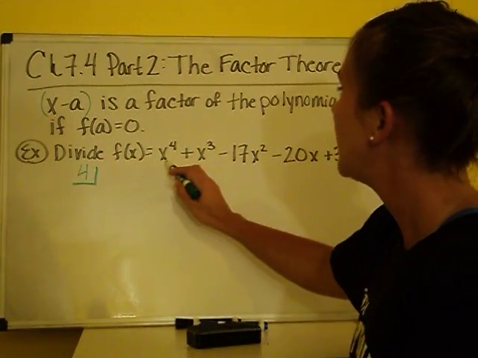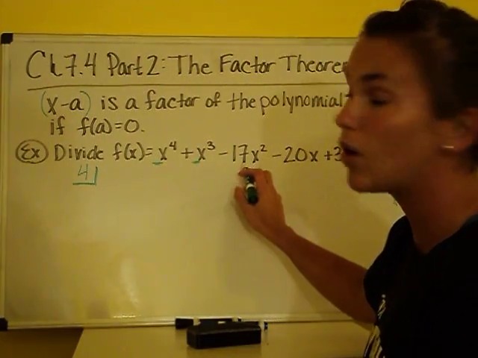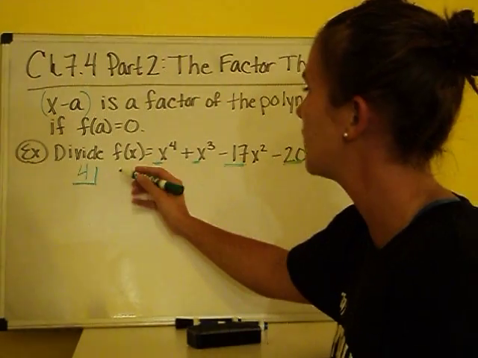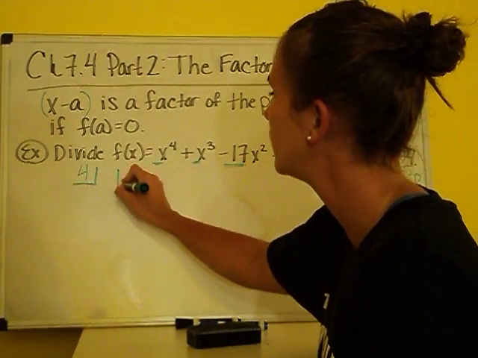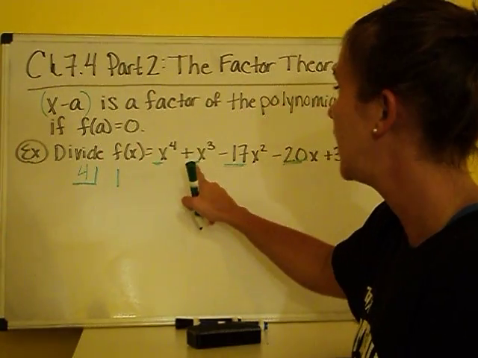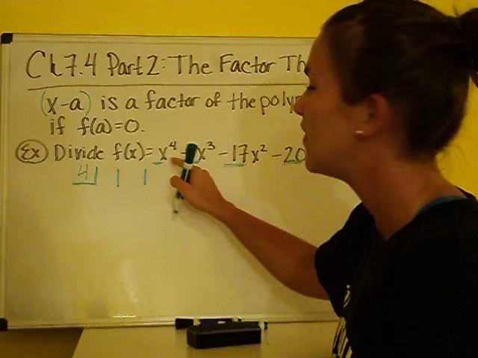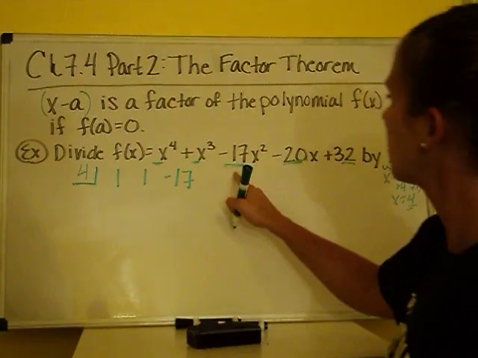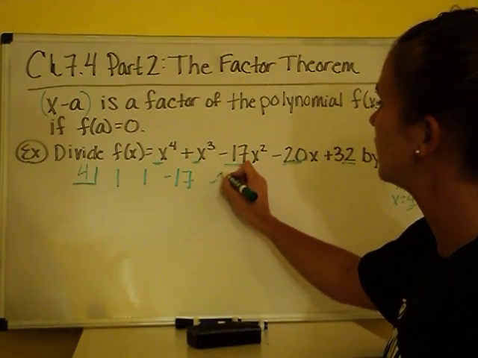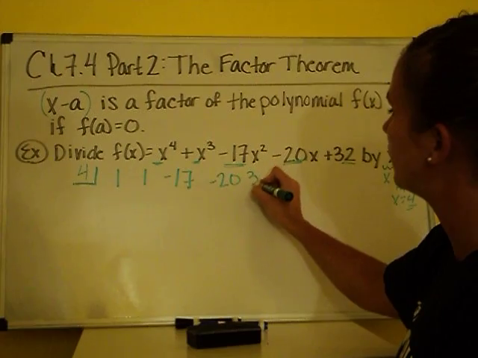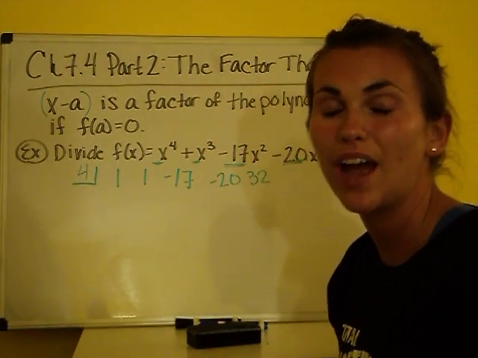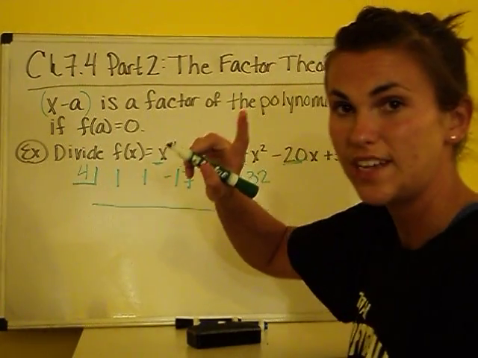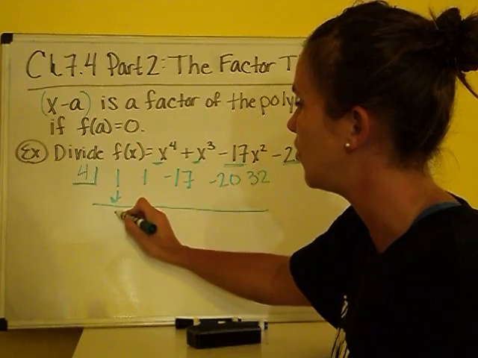Now we're going to take all of our coefficients, or fancy word for saying the number in front of all of these. We're starting with x to the 4th. The coefficient here is 1. Then we go to x cubed. The coefficient is also 1. Then x squared is negative 17. Then x, which is negative 20. And then we have 32. If any of those were skipped, remember that we have to use zeros as fillers, or else we'll get the wrong answer. The first step is that we want to drop this first coefficient down.